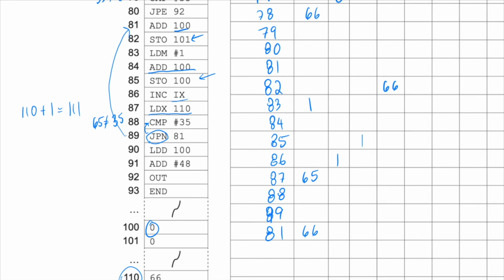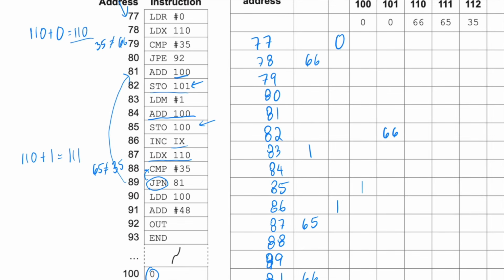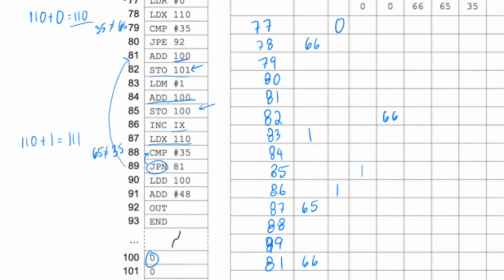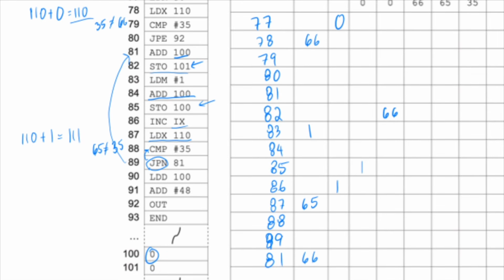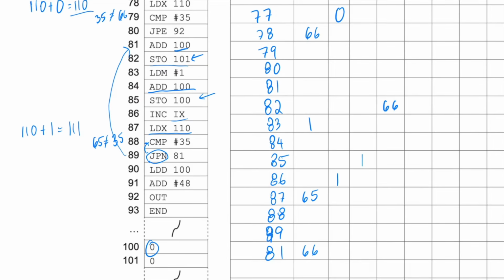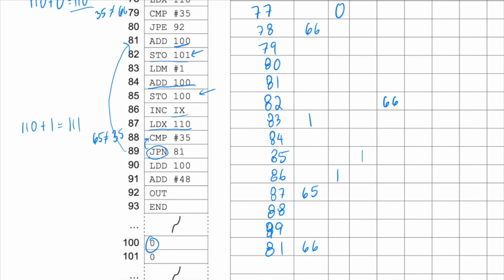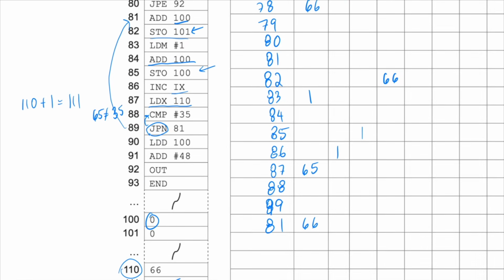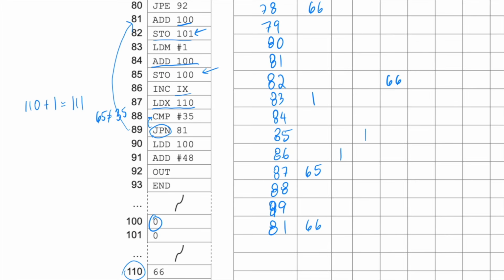So right here we have stow 101. So we're going to take whatever we have in the accumulator, and we're going to store that in 101. And really that doesn't change because we already had 66. So you can just keep going.